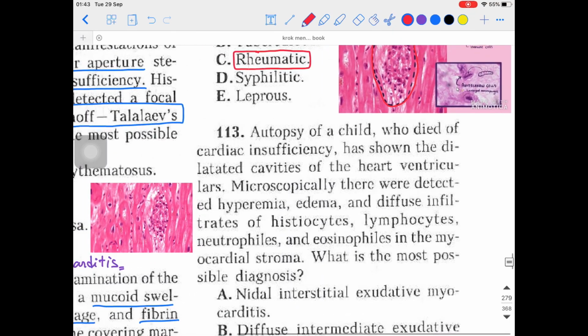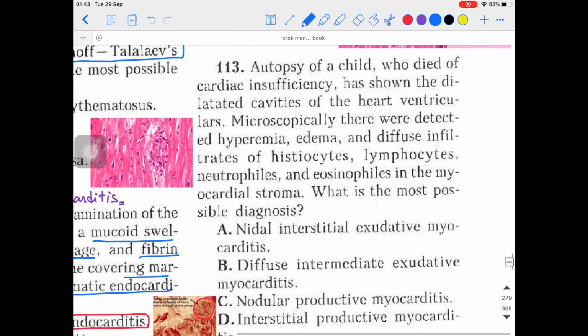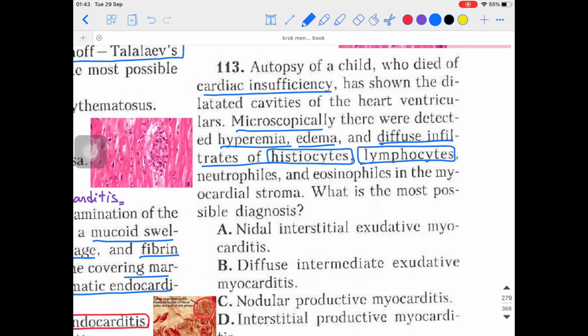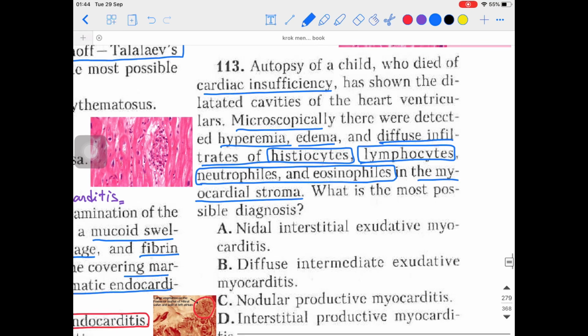Question number 113. Autopsy of a child who died of cardiac insufficiency has shown dilated cavities of the heart. So they talked about cardiac insufficiency, and microscopically they detected hyperemia, edema and diffuse infiltration of histiocytes, lymphocytes, neutrophils and eosinophils. Okay, so various kinds of cells are present over here in the myocardial stroma. What is the most possible diagnosis over here?